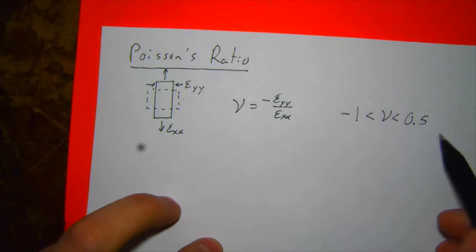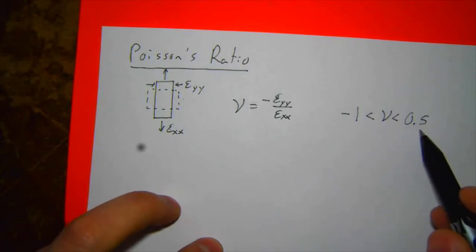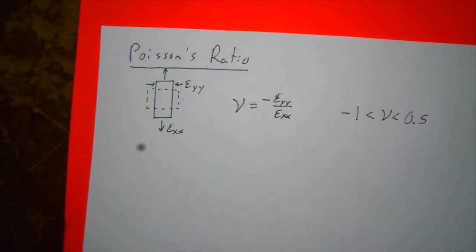So what that means, 0.5 is the material is incompressible. You can think about it as a volume conserving thing. So if I pull my material out, then half of it is going to get squished in this way and half of it's going to get squished in that way. So it maintains the same volume. Rubbers have a Poisson's ratio close to 0.5. Cork has a Poisson's ratio close to 0.5.